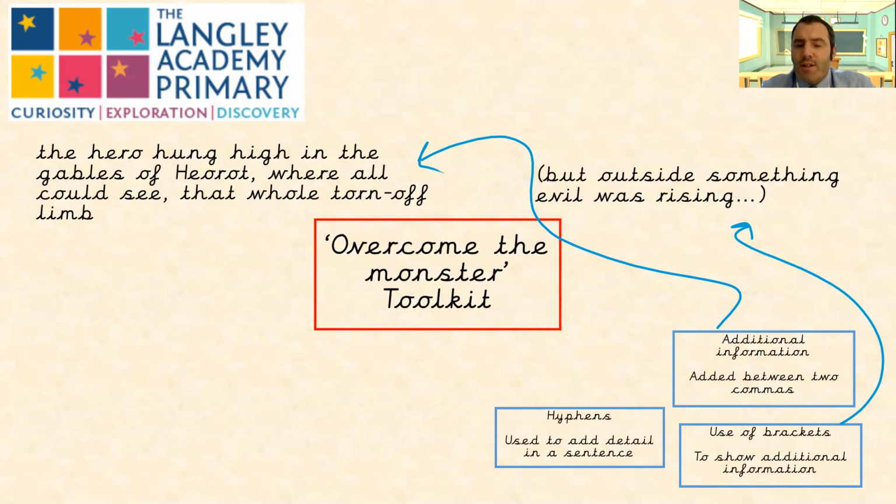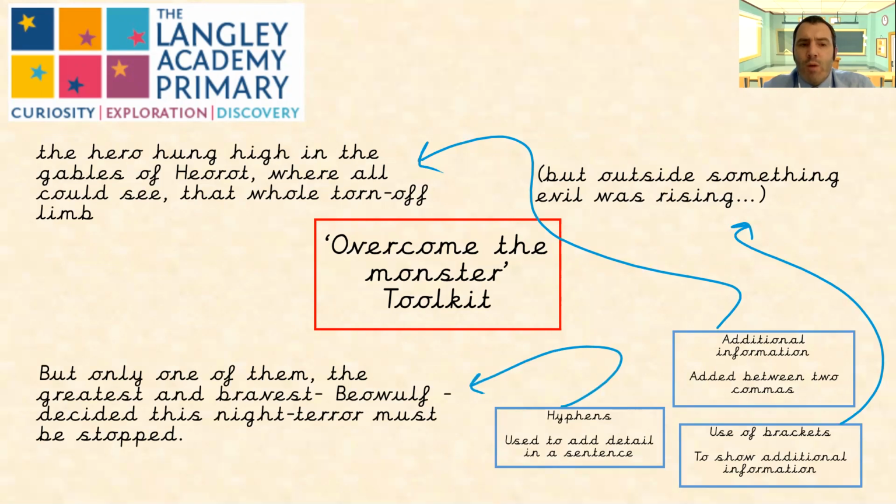The use of brackets, again, adding extra information. So we use them for parenthesis. But outside something evil was rising. And we've got the three dots there as well. That helps build the tension. We've got hyphens as well. We were using these in parentheses. We said to be careful using these because they almost bring your sentence to a bit of a stop. So if we read through this one, but only one of them, the greatest and bravest, Beowulf, decided this night terror must be stopped. So be careful where you use them.